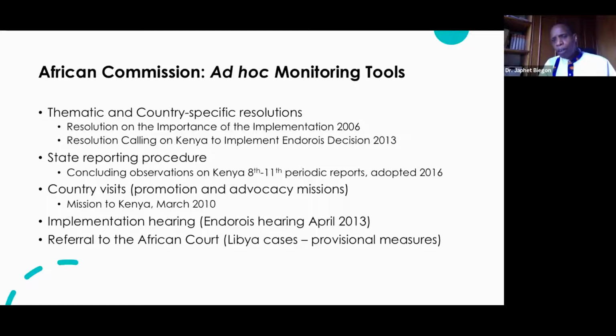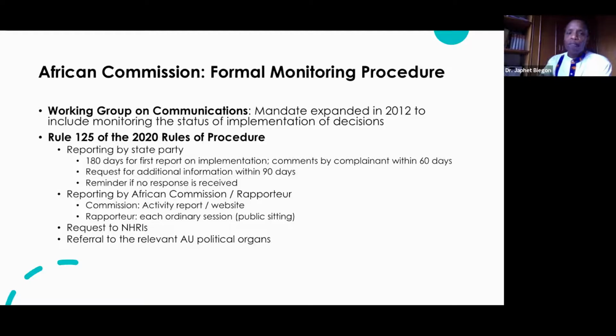But these are really ad hoc monitoring tools at the disposal of the African Commission. Because of the prevalence of non-compliance, the Commission in its 2010 rules of procedure for the first time put in place a more elaborate mechanism for monitoring the implementation of and compliance with its decisions. As we know, that was in Rule 112, which provided for a whole range of procedures that would lead to the African Commission determining whether a state has complied or not. Now, in the current 2020 rules of procedure, we have Rule 125, which provides for the mechanism for monitoring implementation of the decisions.